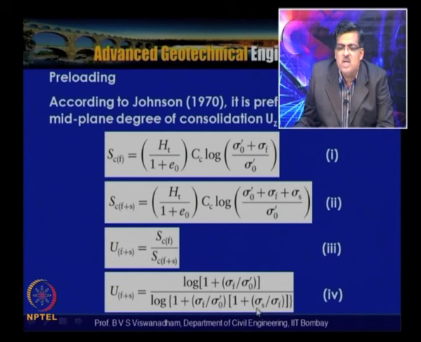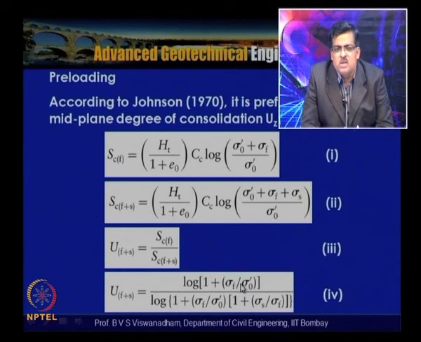So here, this is sigma s by sigma f, the dimensionless term. Sigma s is the magnitude of the fill surcharge to be placed, sigma f is the permanent fill, and sigma f by sigma naught dash is nothing but the ratio of permanent fill to the initial overburden pressure. So this particular design can be done by using this or by using the charts which are available.